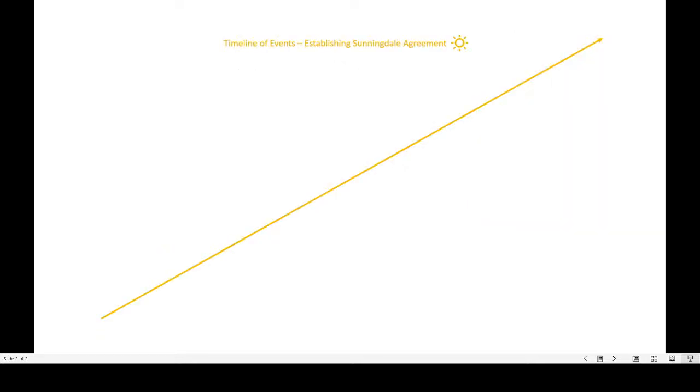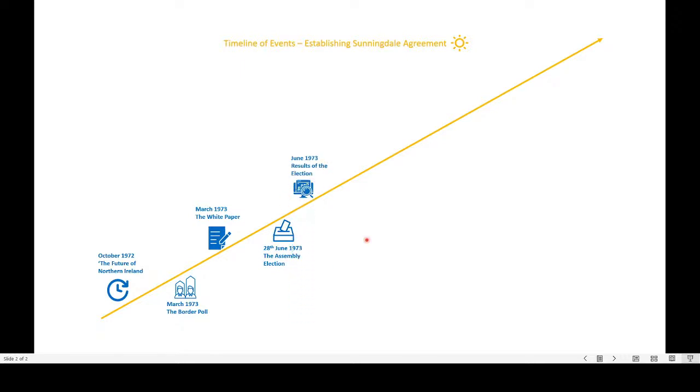So the first thing we're going to do is establish a timeline of events that covers the establishment of the Sunningdale Agreement. We'll establish this timeline of events that takes us from October 1972 with the Future of Northern Ireland through the border poll, through the White Paper. We'll look at the significance of the assembly election, the results of that election and how that dictated what was to unfold after the election.